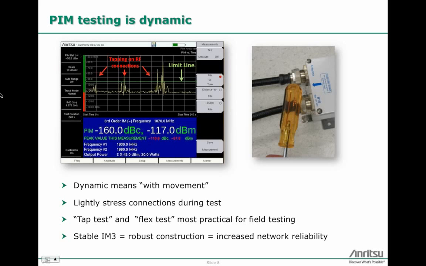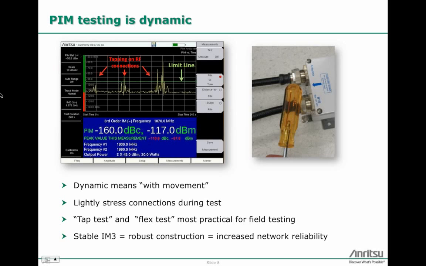This test is not just a pure linearity test. It's also used to verify that the linearity is not going to change over time. So PIM testing is a dynamic test. Dynamic means with movement, which means that while we're performing the test, we need to be lightly stressing the connections and the components to make sure that they're not going to change over time or under the stresses that are naturally going to occur due to wind, vibration, thermal cycling, etc.